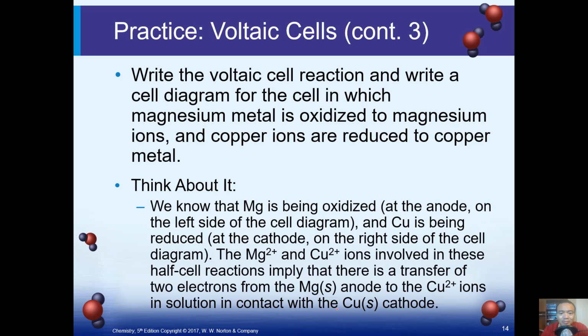So let's think about it. Based on the cell conventions, we know that magnesium is being oxidized. So it is going to be the anode. It will be written on the left side of the cell diagram, and copper is being reduced at the cathode. On the right side of the cell diagram, that's where copper will be written. Magnesium ion and copper ions involved in these half reactions imply that there is a transfer of 2 electrons from the magnesium anode to the copper ions in the solution in contact with the copper cathode. So that's the whole process.